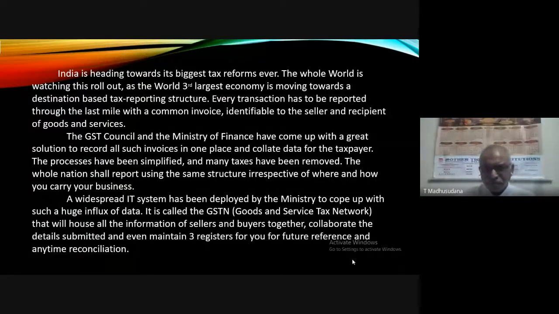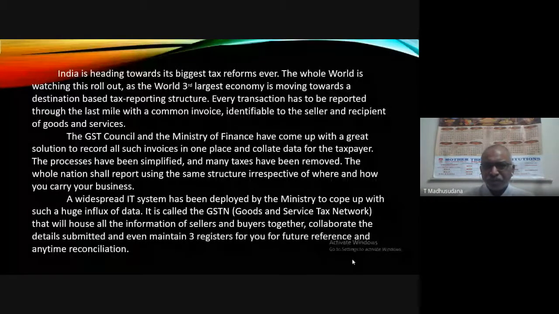So, India, the third largest economy, has implemented the greatest act, that is the GST Act, from 1st July 2017. The total world is watching how the GST will be implemented in India. So from July 1st, 2017 onwards, India has implemented the GST law.